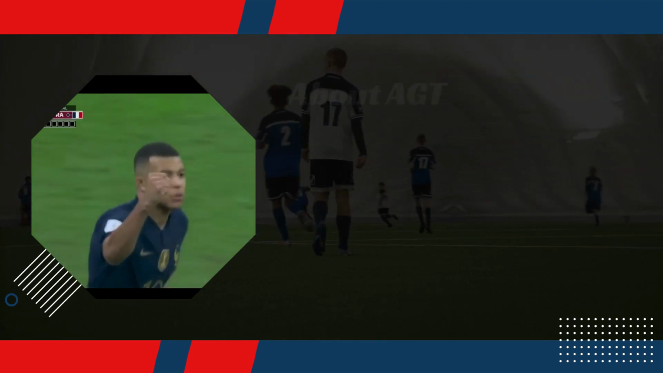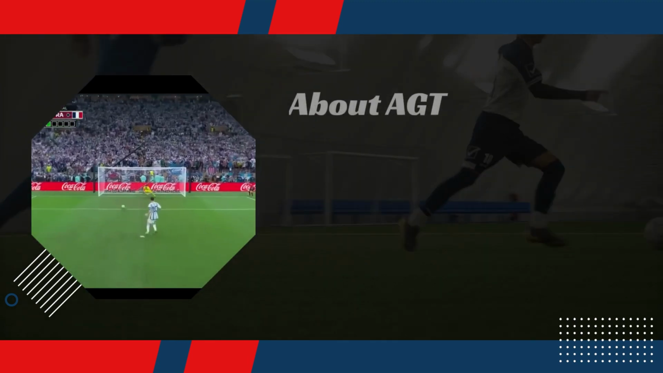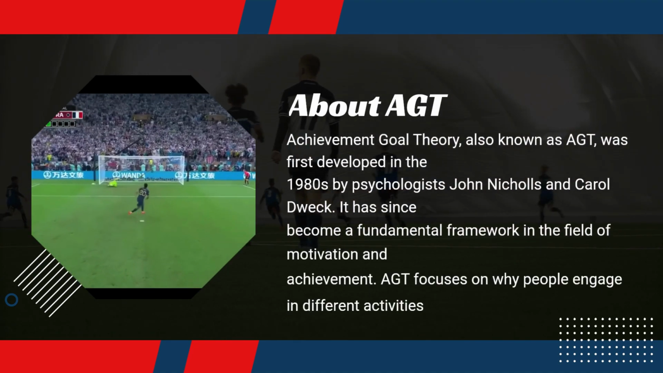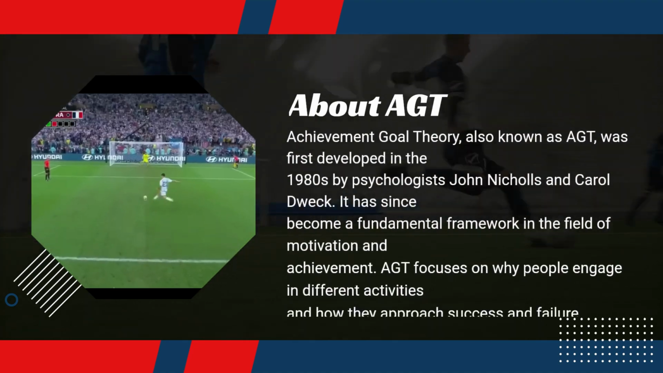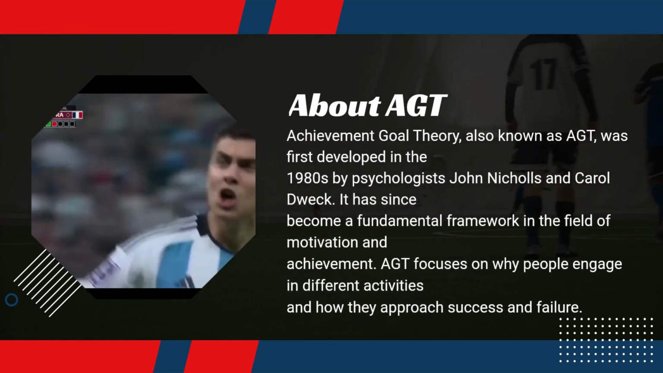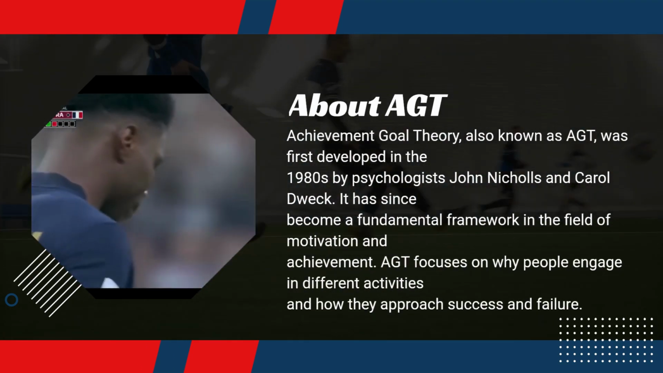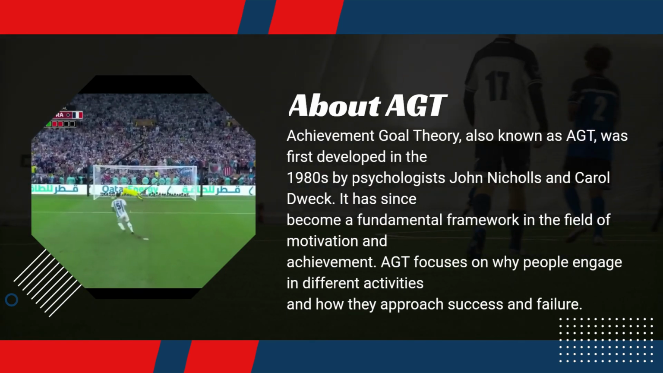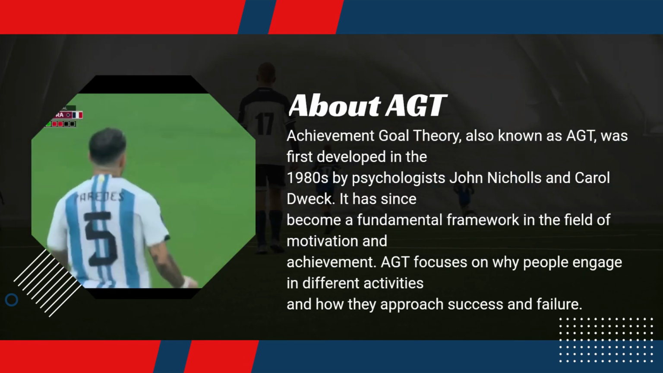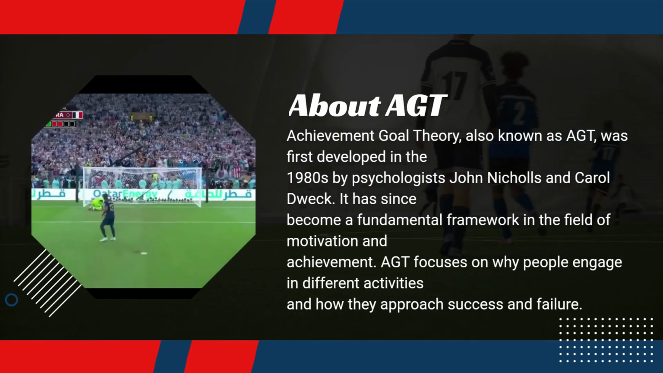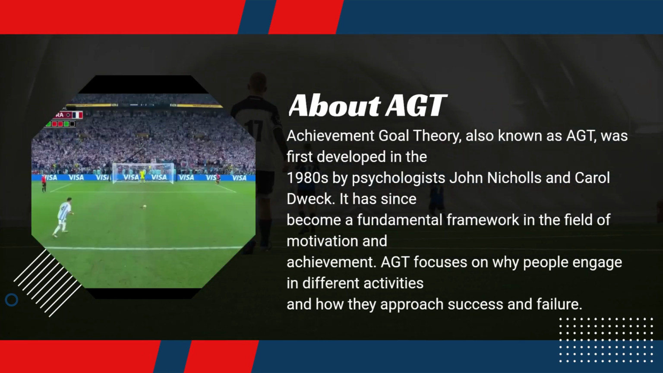So let's get started. A little bit of background on achievement goal theory. Also known as AGT, this was first developed in the 1980s by psychologists John Nichols and Carol Dweck. It's been considered the fundamental framework in the field of motivation and achievement, and specifically in sports psychology. AGT focuses on why people engage in different activities and how they approach success and failure, not only as athletes or coaches, but also as individuals.